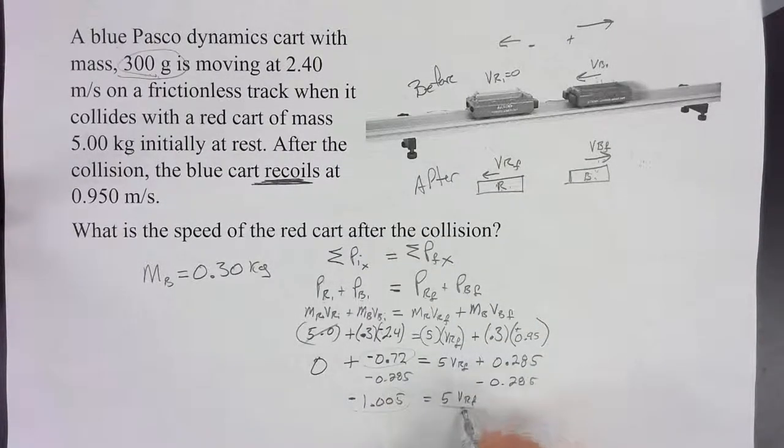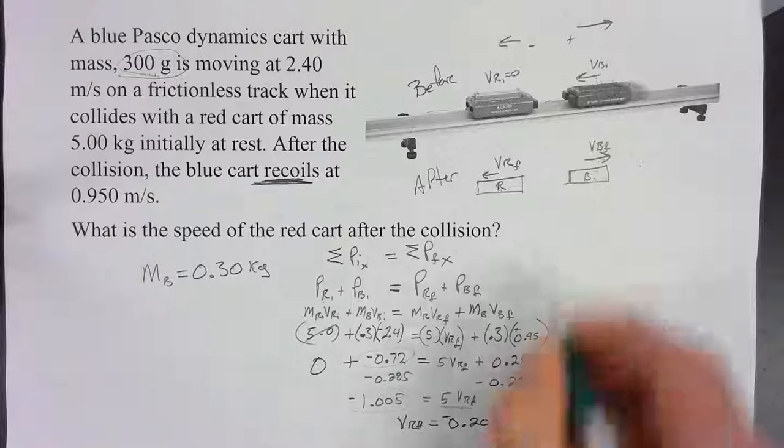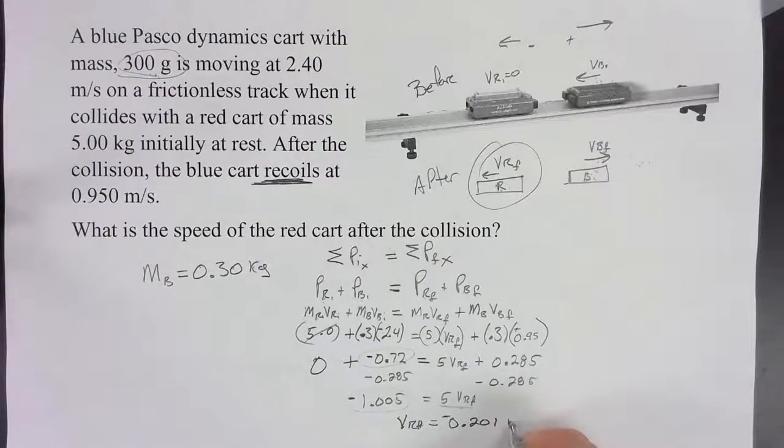And once we figure this out, solve for v there, divide both sides by 5, we'll get that the velocity of the red one final is negative 0.201, which would be left. So it does go left at that speed.